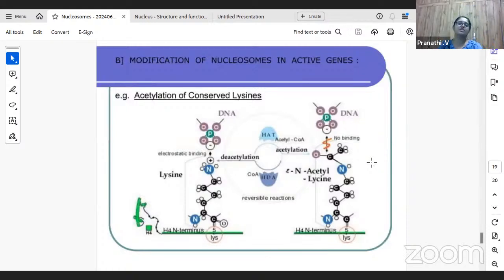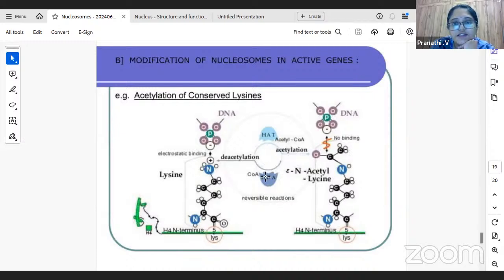So when it comes to modification of the nucleosomes in the active genes, what is happening is you have acetylation, deacetylation taking place. So lysine can get an acetyl group. At the amino terminal, you have the electrostatic binding taking place with the phosphate. So in case you notice, this is the amino terminal in lysine, H4. H4 is rich in lysine, right? So over here you have the HAT, acetyl HAT, and this is a reversible reaction.